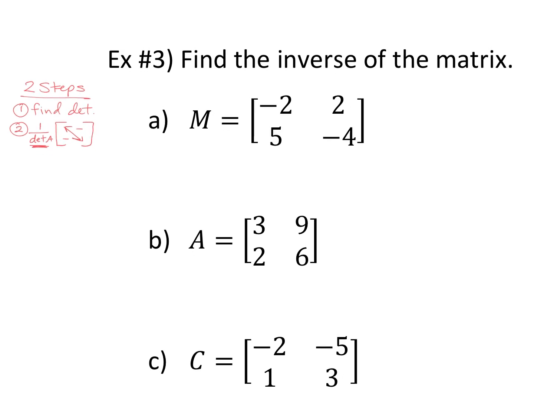Okay, so step 1 on this first one is find the determinant. What is the determinant on this first one? What do you do first to find the determinant? -2 times -4, so 8. And then it's subtraction, right? 5 times 2 is 10. So your determinant is -2. Okay, so we found our determinant.